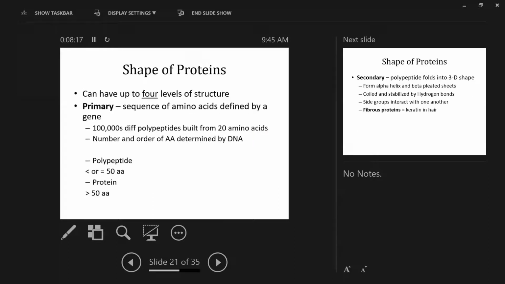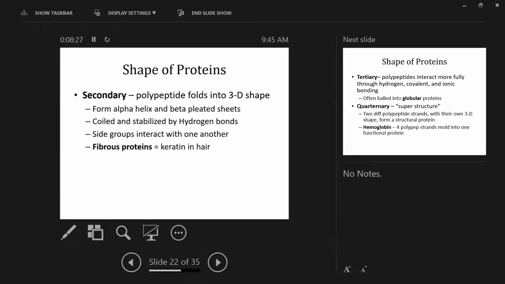Proteins can have 4 levels of structure: primary, secondary, tertiary, or quaternary. Primary is simply a long strand of amino acids. Secondary, we fold those strands into a particular 3D shape, most notably either an alpha helix or what we call beta pleated sheets. But they are coiled and stabilized because when they're folded, their atoms and electrons can interact and form hydrogen bonds, little static attractions.